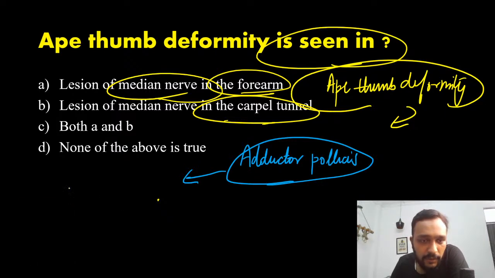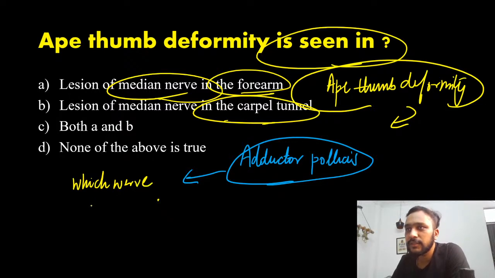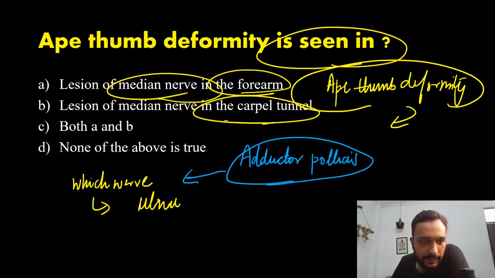Okay, adductor pollicis muscle is supplied by which nerve? Anyone? Come on, guys, it is supplied by the ulnar nerve. Okay, the ulnar nerve is going to supply the adductor pollicis muscle, right? Is that clear with you? Very good Maverick, Arjun, Mukul, Sukhbir, Arjun, Aryan.